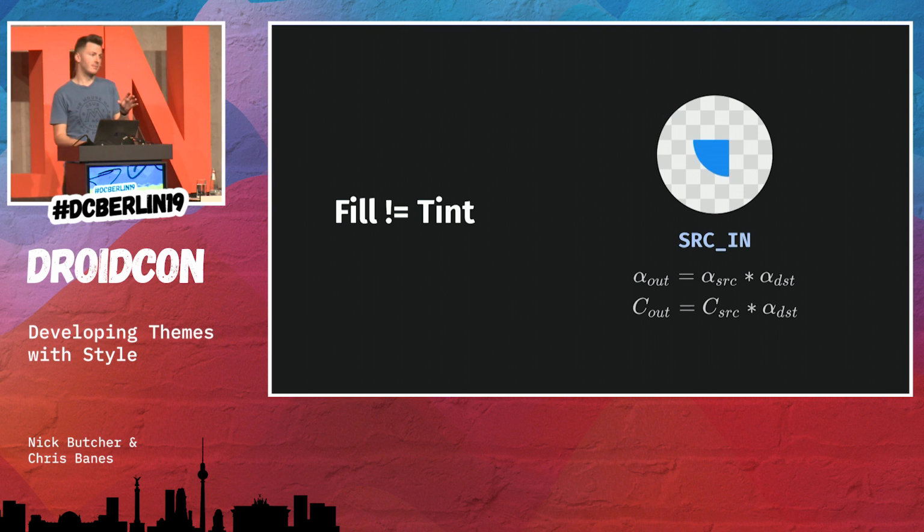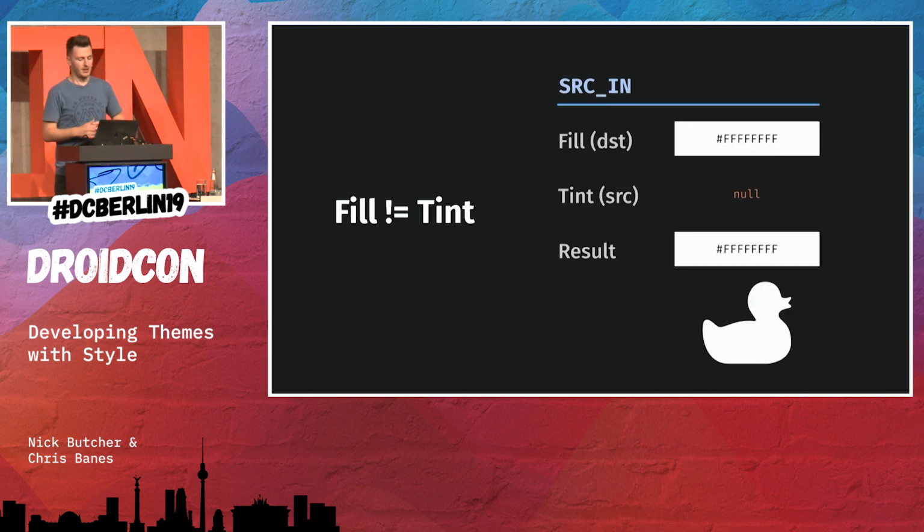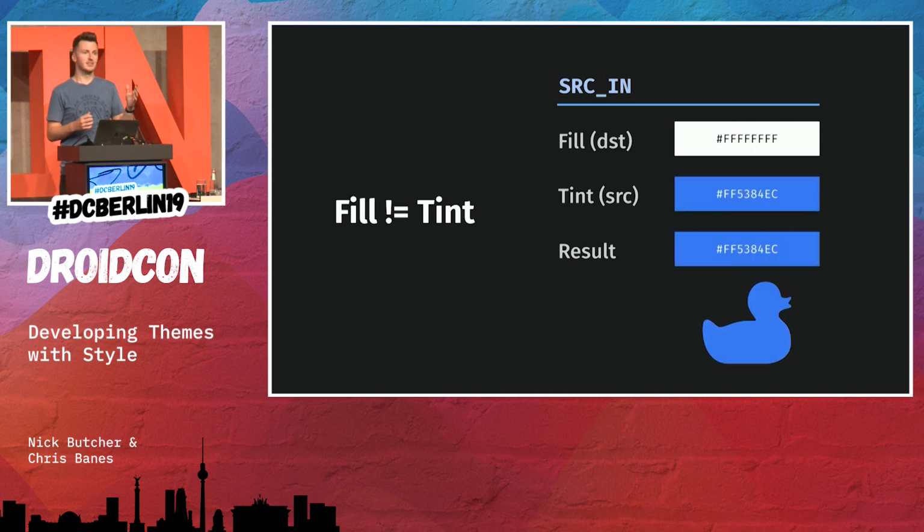So the default blending mode is called source in. We'll go through some examples of what it actually does. Here we have our duck drawable at the bottom, and that is currently filled with solid white. We don't have a tint, so as you can imagine, the duck is white still. If we change our tint to blue, it changes to blue. This is kind of what you expect.